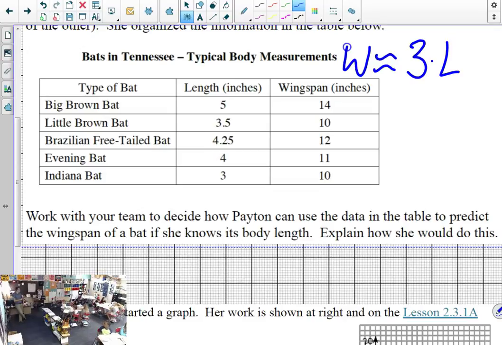What else could we say? I agree with your statement. Approximately 3 times. Anybody know the human relationship? Our height compared to our wingspan. Now, these aren't wings, but that's what it's called, your wingspan. How does the wingspan, the distance between your fingers, compare to how tall you are?